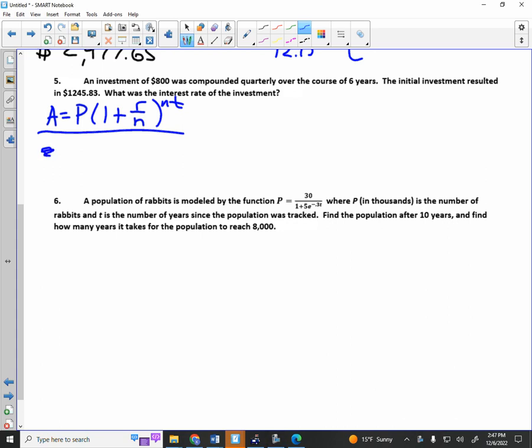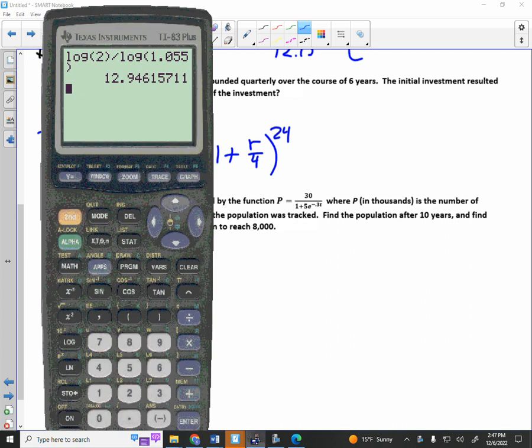All right, you should have $1,245.83 is equal to the principal, which is 800, times 1 plus r over 4 raised to what power? 24th power. So you don't know r. n is equal to 4. The number of years is 6. So it's 24 times it gets compounded. So there we have it. I want to solve for r. How do you solve for r? Divide by 800.